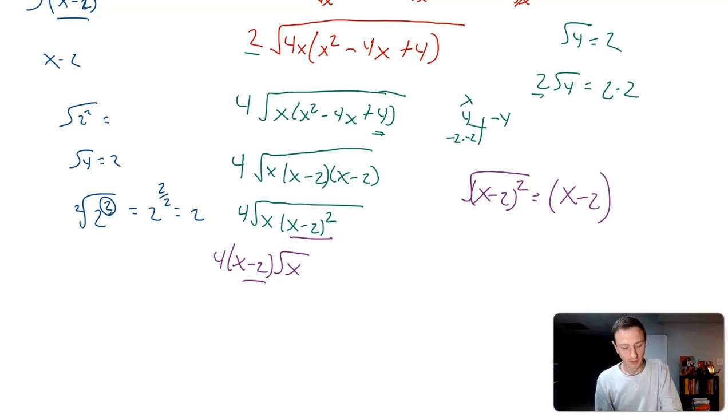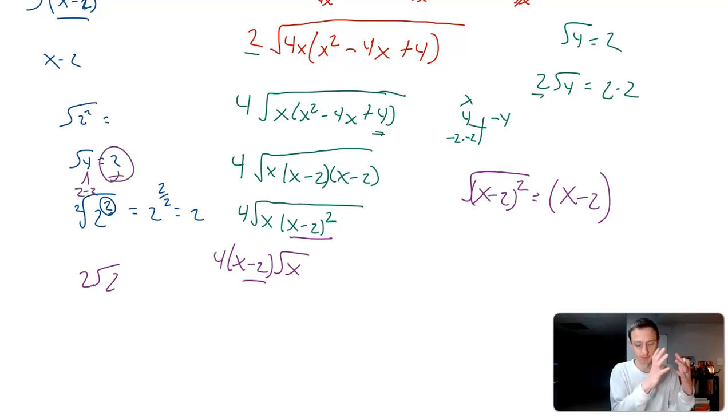Same reason when you have the square root of 4 and you get 2, you don't have 2 root 2 for the square root of 4. The square root of 4 is just 2 times 2, so it just becomes 2. The radical goes away. Same reason here: the square root of x minus 2 squared is just x minus 2. So we have 4 times x minus 2 times the square root of x.